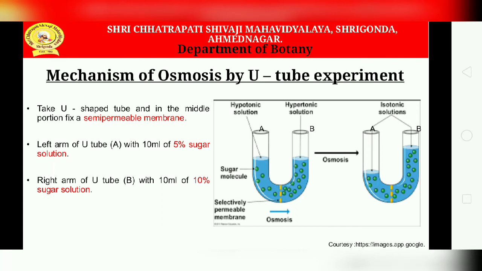After some time, the water molecules from the left arm move into the solution in the right arm. The level of solution in arm B will increase, as you can see in this picture. This will cause lowering of the concentration of the solution in the right arm. The membrane allows water, the solvent, to pass freely but prevents the passage of sugar solutes, which is called a semi-permeable membrane. This experiment proves osmosis.